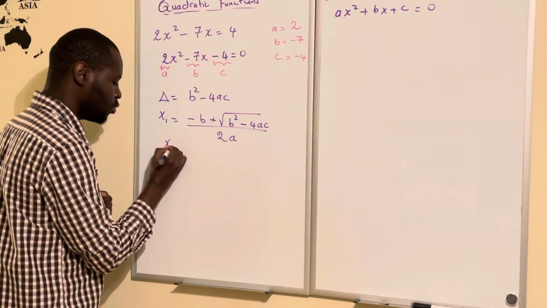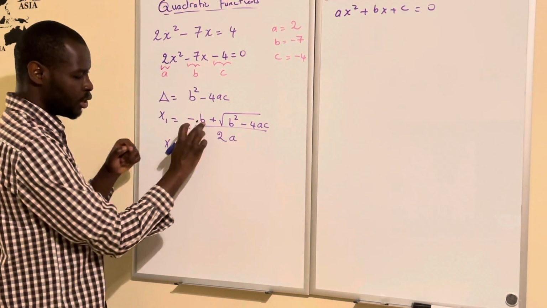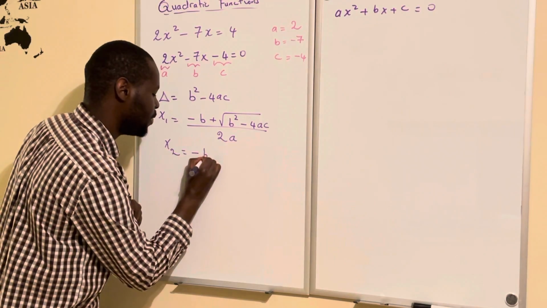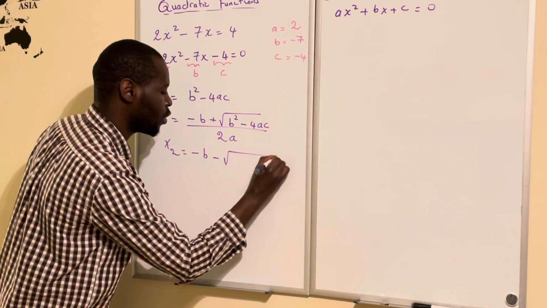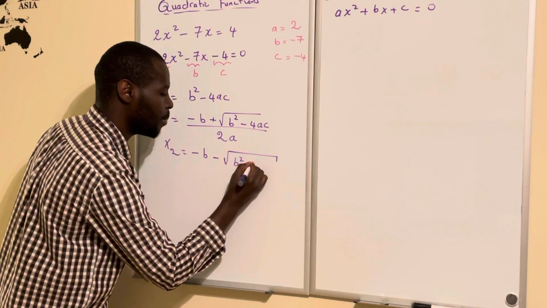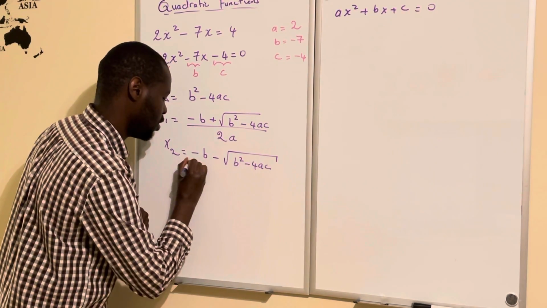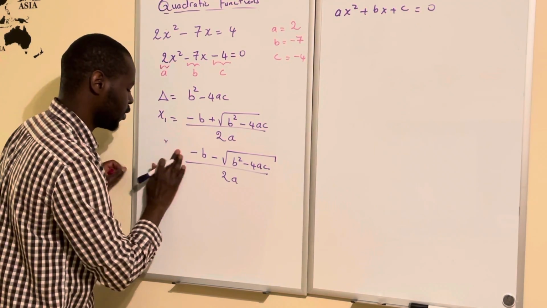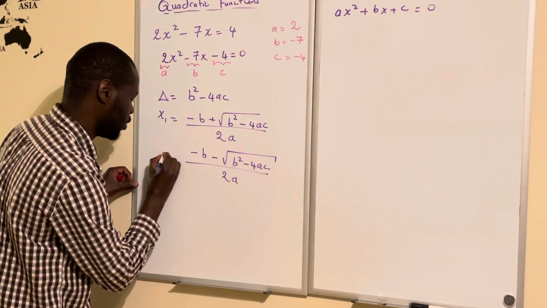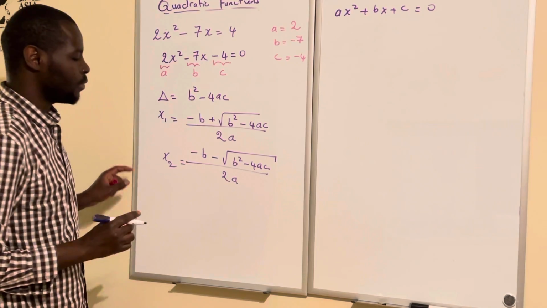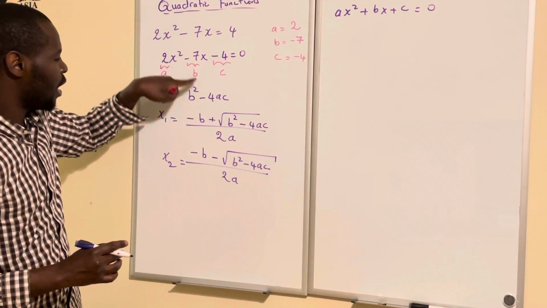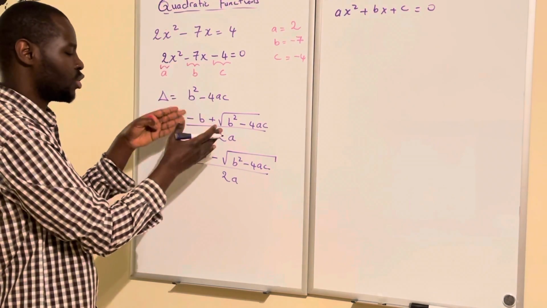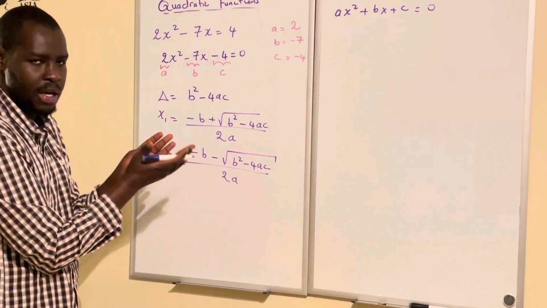Now x2 is the same thing. The only difference is this positive will become a negative. So negative b minus the square root of b squared minus 4ac over 2a. So that's x2. Okay? So now we know that we have a, b, and c. So the hardest thing is determining your a, b, and c. And once you know that, the rest you just have to plug it in, right?